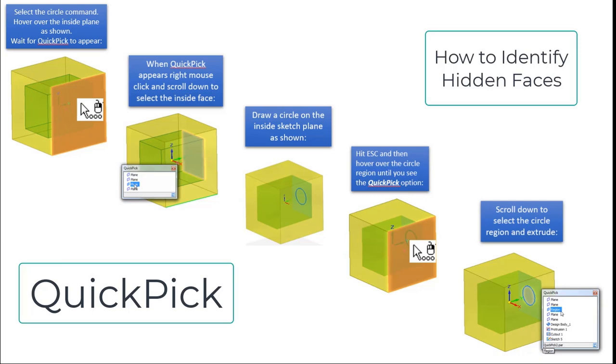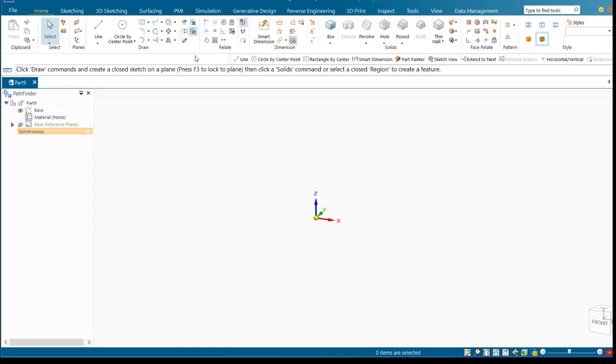Now I'd like to identify a face off that internal green box. But when I go to select it, it picks the outside face. So how do I get to the inside? You've got to wait and hesitate until you see that little mouse, and then right mouse click to get optional faces. So let's go ahead and try this.